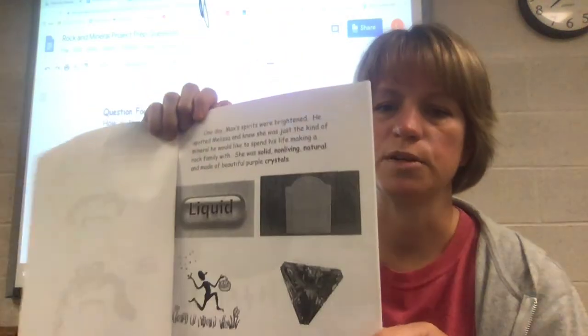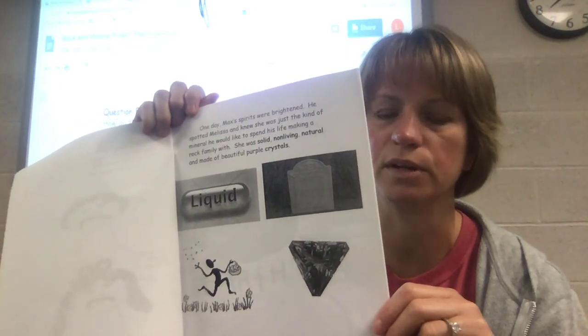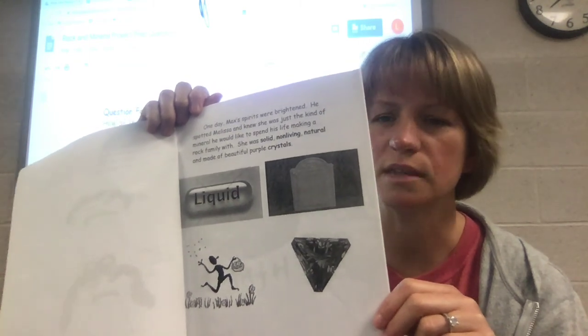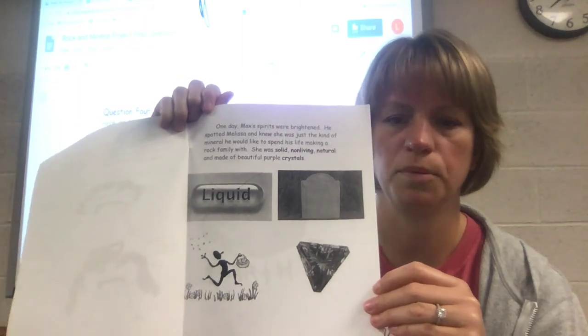One day, Max's spirits were brightened. He spotted Melissa and knew she was just the kind of mineral he would like to spend his life making a rock family with. She was solid, non-living, natural, and made of beautiful purple crystals.